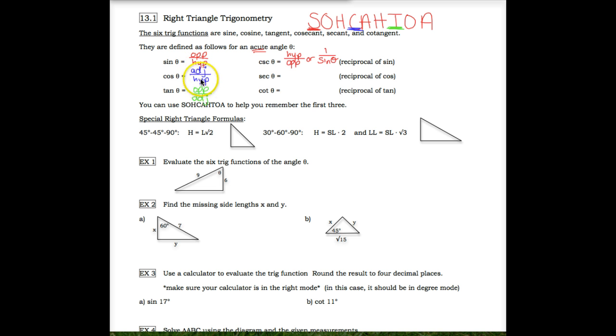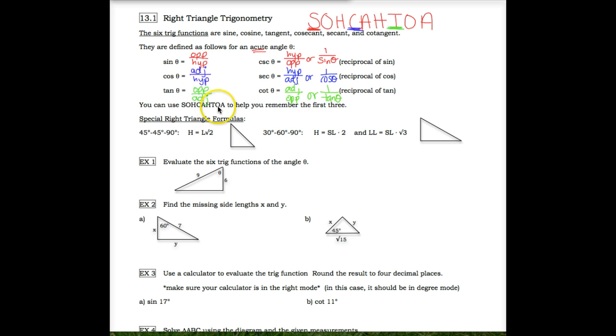Secant, again, is going to be the reciprocal of cosine, so hypotenuse over adjacent if you're looking at the actual sides of the triangle, or if you're just given the cosine, 1 divided by the cosine would give you the secant. And then finally, our cotangent is going to be adjacent over opposite, or 1 divided by the tangent of theta.